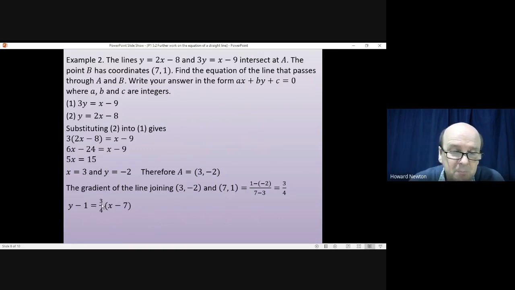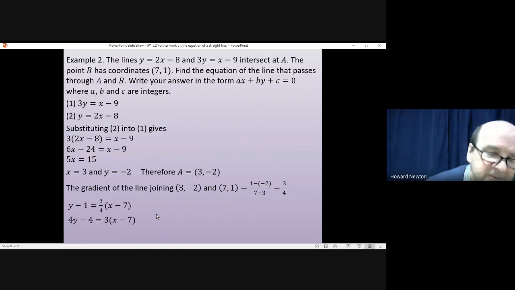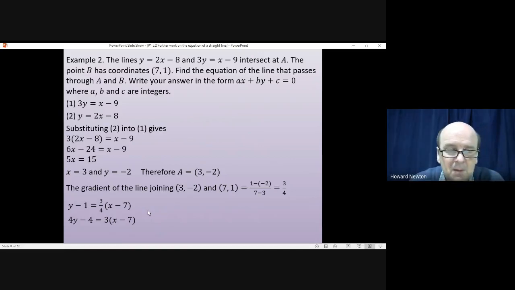Now, I'll multiply through by 4 to deal with this fraction, and that'll give me 4y minus 4 is equal to 3 into x minus 7, multiplying both the left and right-hand sides by 4. Multiplying out the brackets will give me 4y minus 4 is equal to 3x minus 21. Therefore, tidying things up, 3x minus 4y minus 17 equals 0. And that is exactly the form that they asked me to write the answer in.